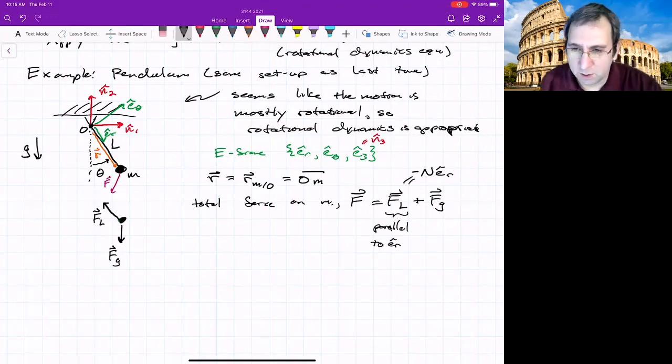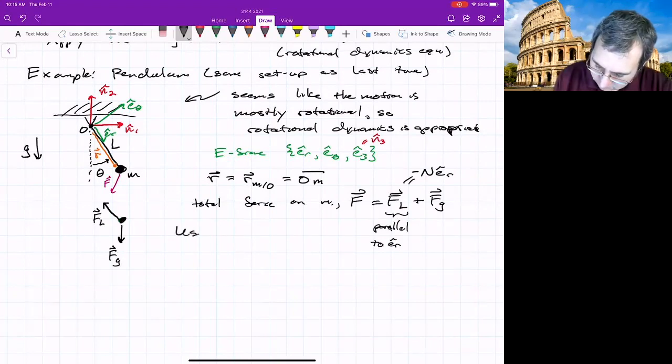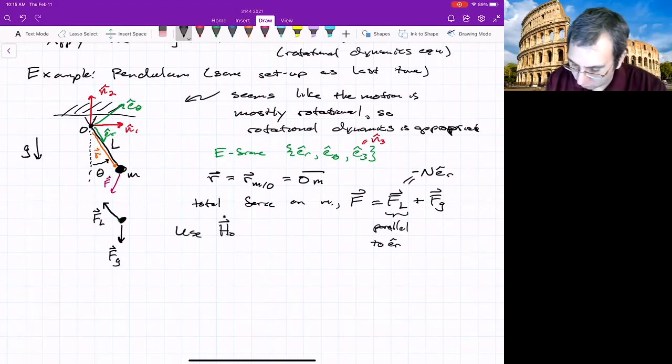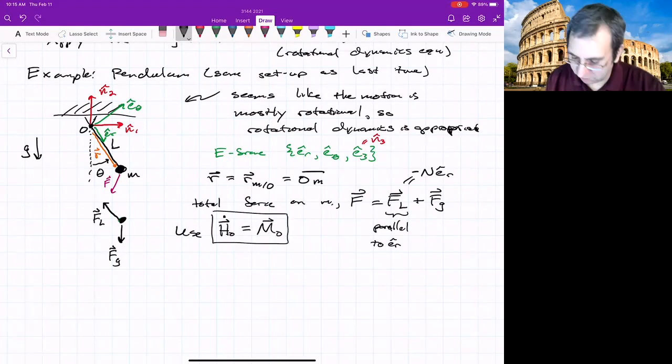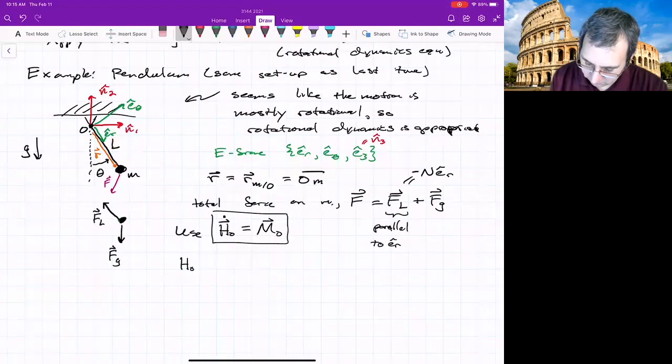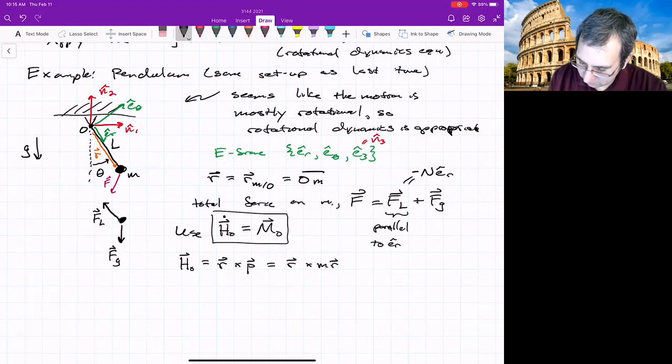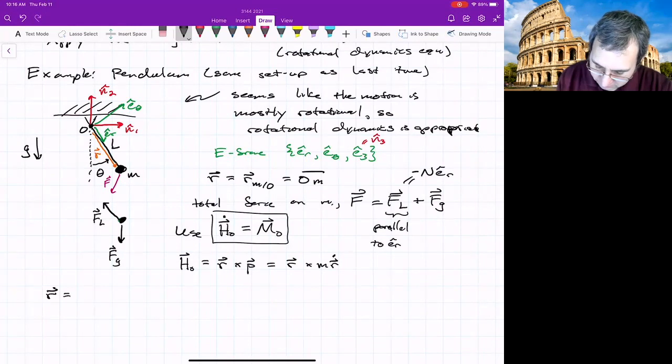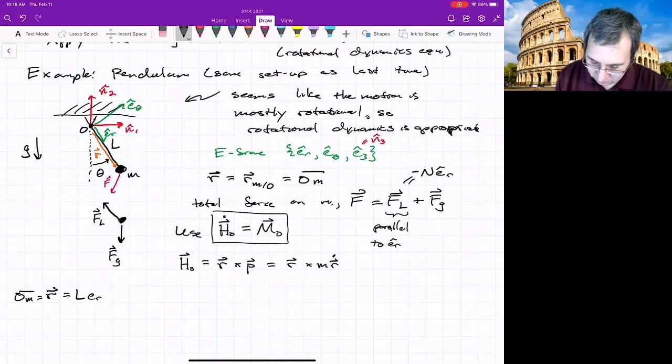All right, now we can use that angular momentum rate equation, or the rotational dynamics equation. We want to use this, so we've got to figure out what these things are. All right, what is HO? HO is R cross P. So that's R cross M R dot. And we can write out what all of these things are. R is L, right? Remember, this is the vector from O to M. It's L in the ER direction.